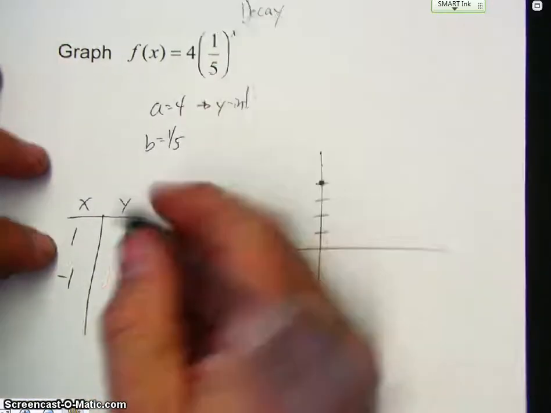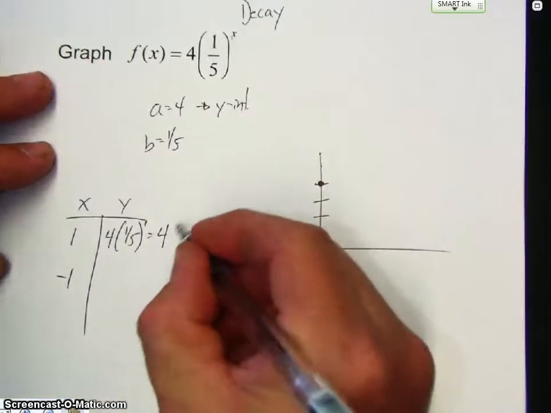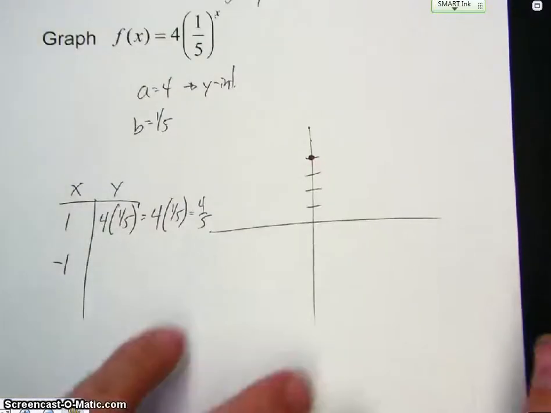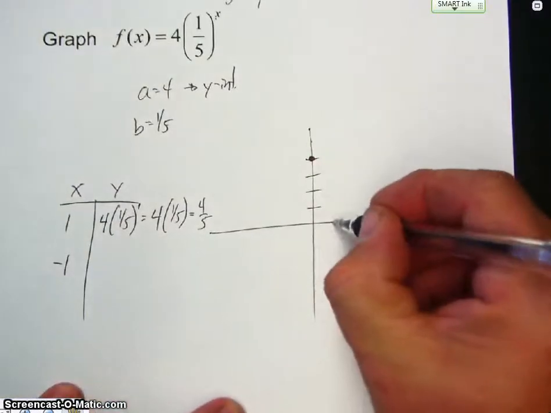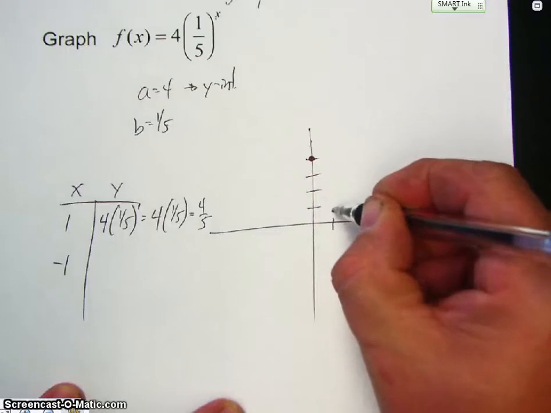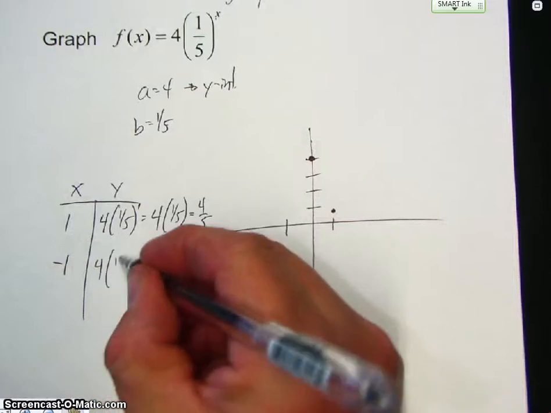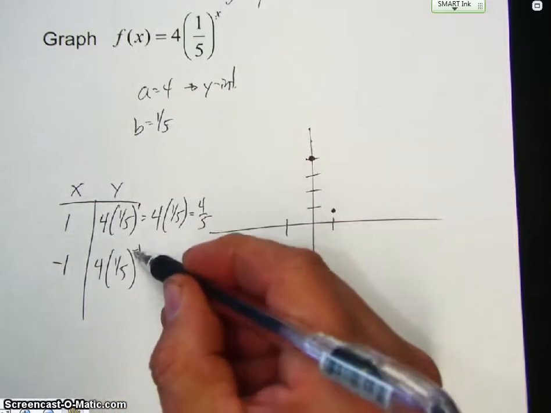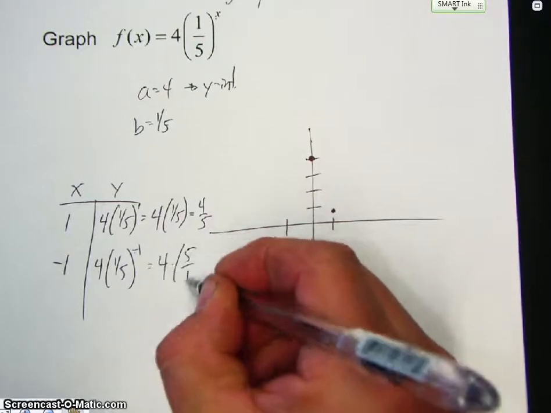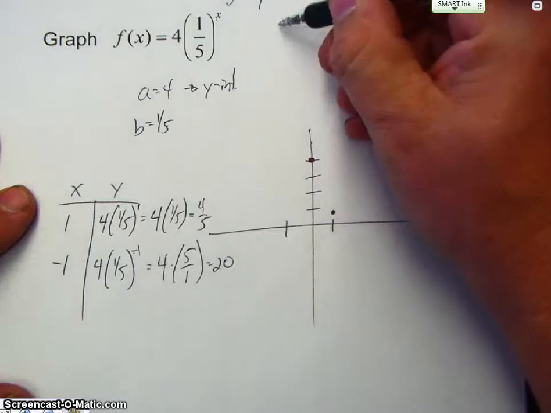If we plug 1 in for x, I got 4 times (1/5) to the first power, which is 4/5. So it's less than 1, about 0.8. Here's 1. It's not up to 1 yet, just underneath it, so we'll put it right here, approximately. Now we do -1. So we got 4 times (1/5) to the -1. A negative exponent takes this and flips it, so it'll be 4 times 5/1, which is 20. So now I'm way up here.